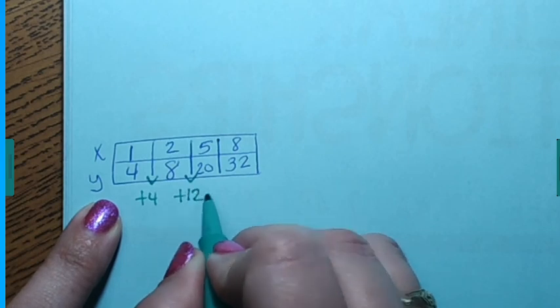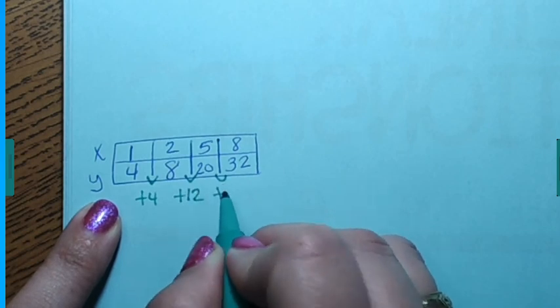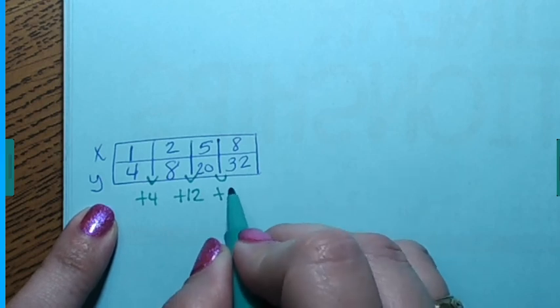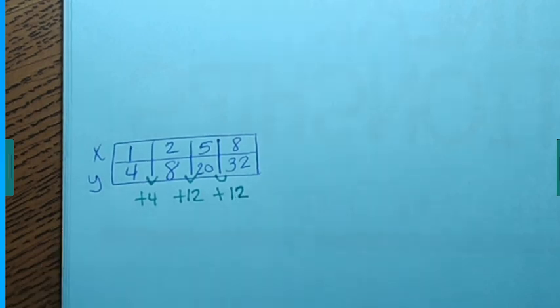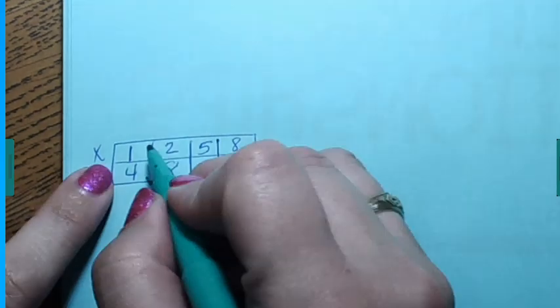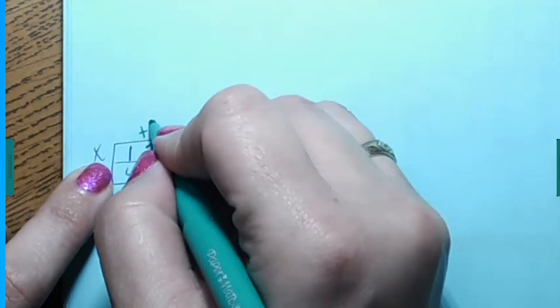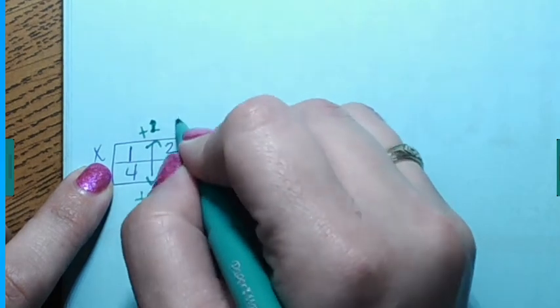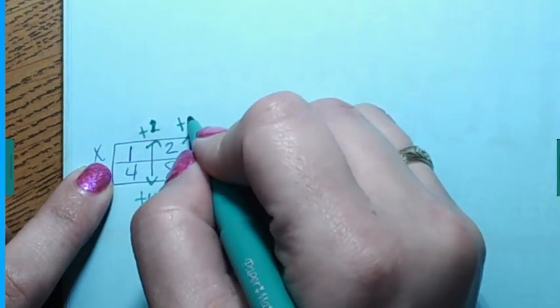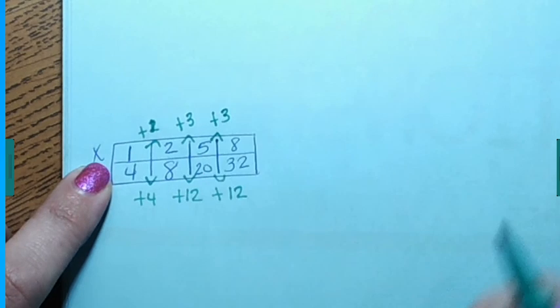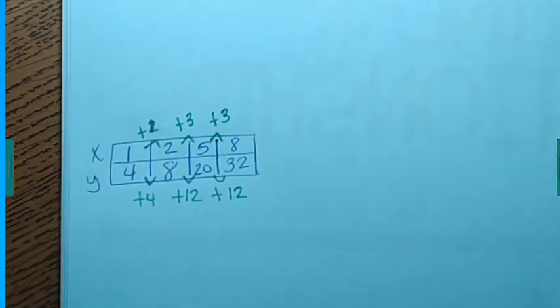Plus 12. Plus 12. What about 20 to 32? Plus 12. Plus 12. Okay, now we got to do the same thing for our x's. 1 to 2, plus 1. 2 to 5, plus 3. Plus 3. And 5 to 8, plus 3. Plus 3.